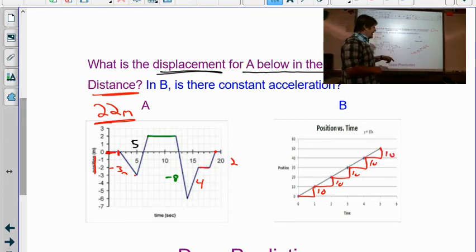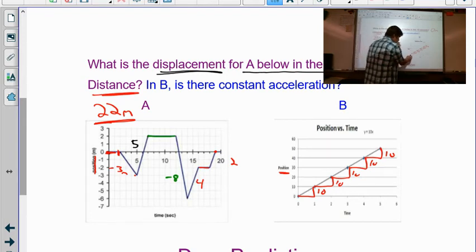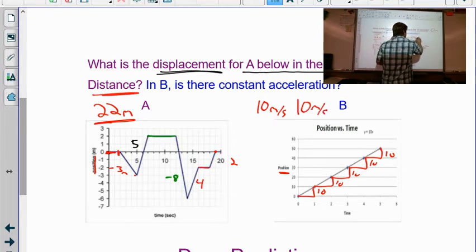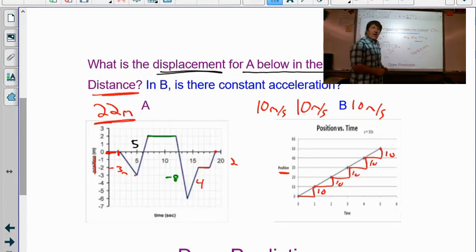So again, you've got to pay attention to what this is saying. This is position. Another way of saying position is like your distance that you travel. Well, if you travel 10 meters in 1 second, during that time, you were traveling at 10 meters per second. And then from here to here, you travel another 10 meters. So how fast were you going? You were going 10 meters per second. And you were traveling 10 meters per second all along here.